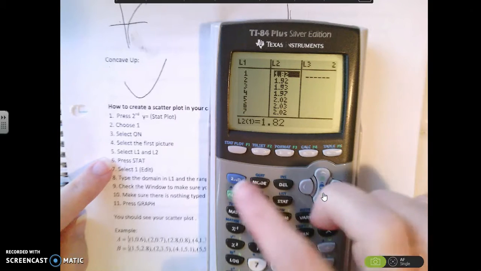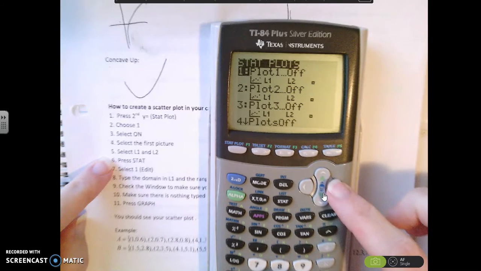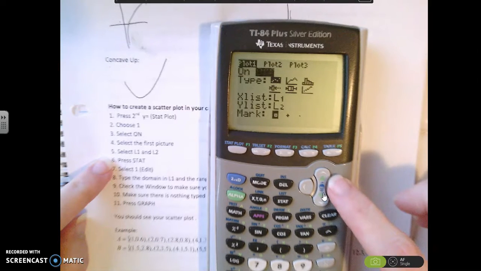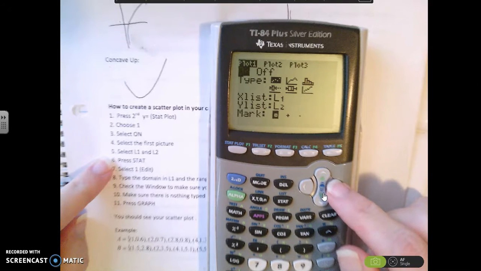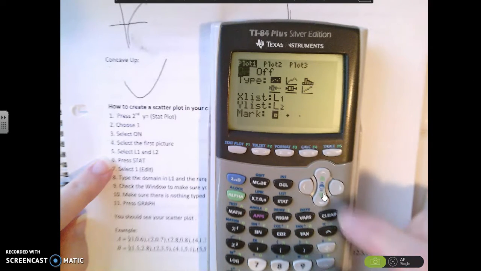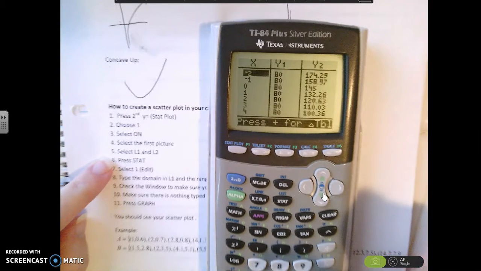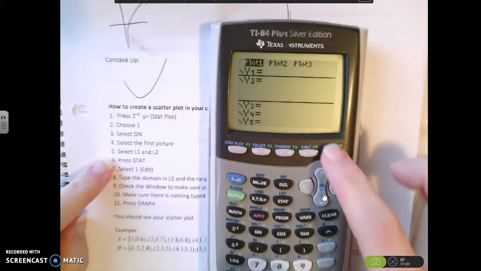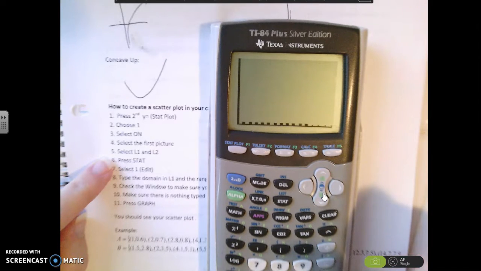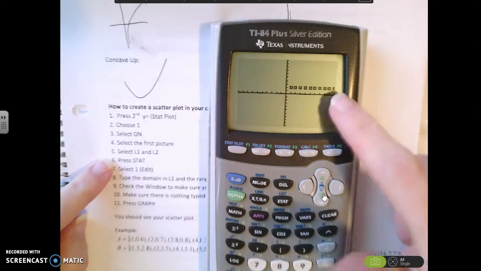But we could go to our stat plot and we could turn it on. And we would choose Scatterplot, which is this first option here. And then we would choose list 1 and list 2. So if I graphed this now, let me make sure I don't have anything in here. Okay, so if I graphed now, it's going to graph what's in my information right now. So let me go back out.